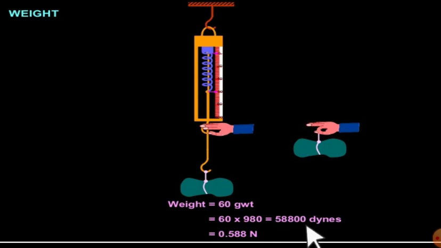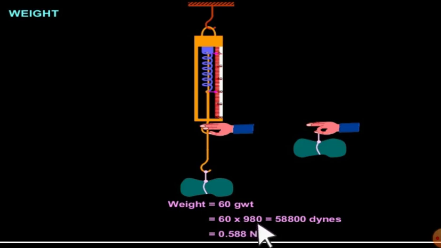then you will get 58,800 dynes. Dyne is the CGS unit of force. Weight and force have the same unit. Or you can express it in terms of Newton also. If you put in the values like that, then you can find the SI unit.